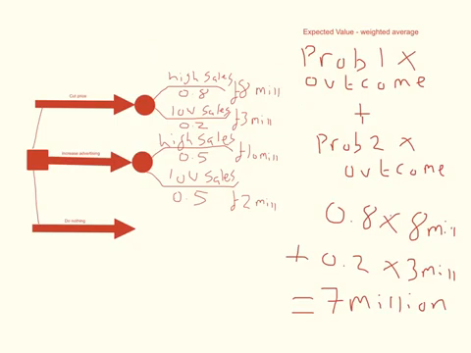The expected value should be recorded above the circle. So above this circle here we can put in EV equals 7 million.